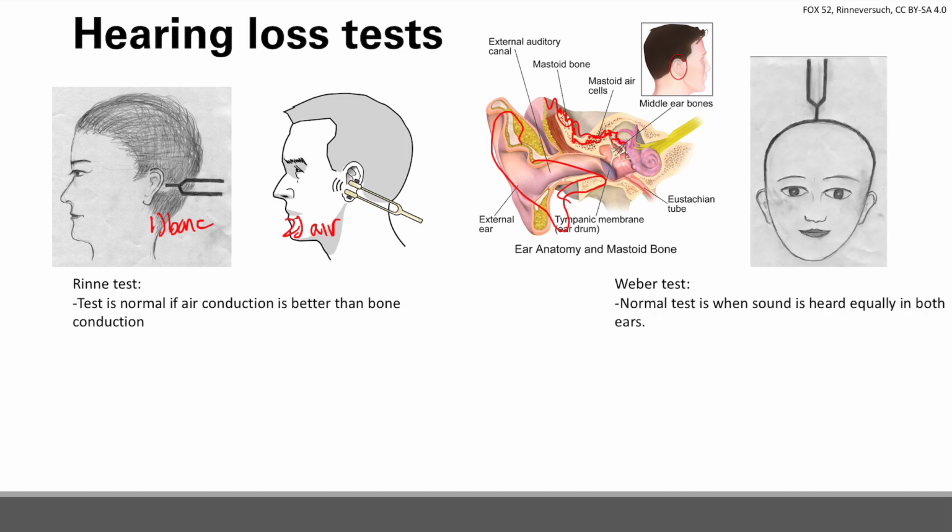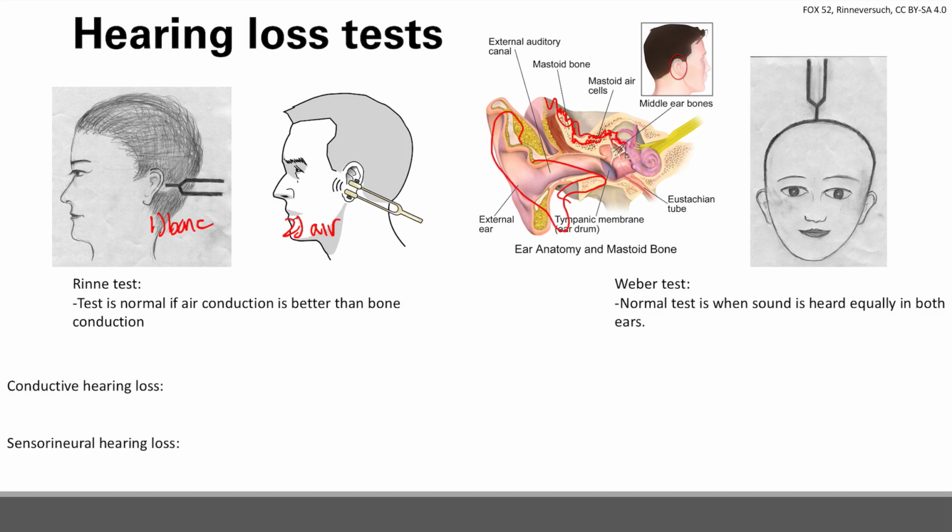Okay, next is the Weber test. What do you do here? This picture tells you all you have to do. You just put that tuning fork in the middle of the forehead and you ask the patient which ear they hear the sound louder. And if it's normal, if they have nothing wrong with their ears, then a normal test will be when the sound is heard equally in both ears. So we have to use both of these tests to be able to determine whether you have conductive or sensorineural hearing loss.